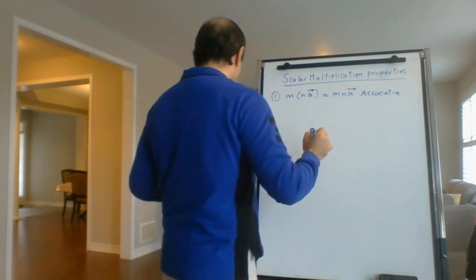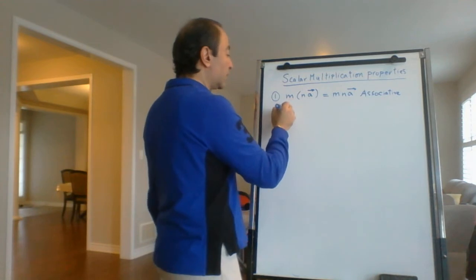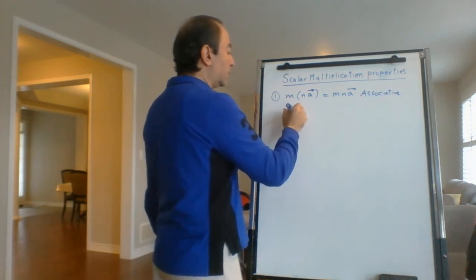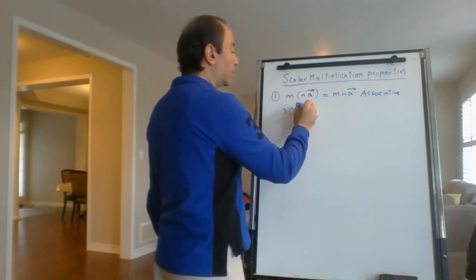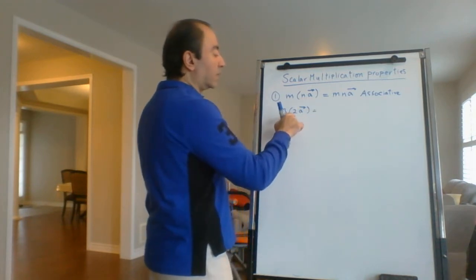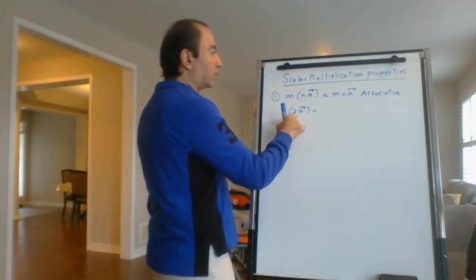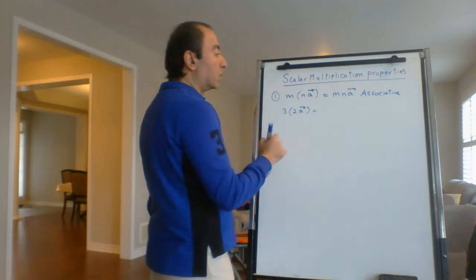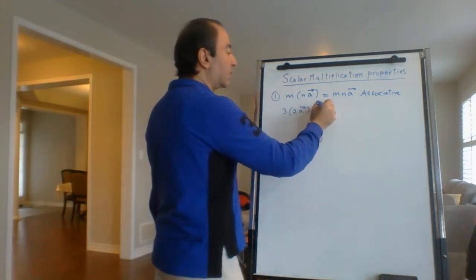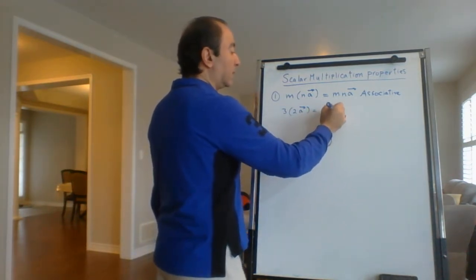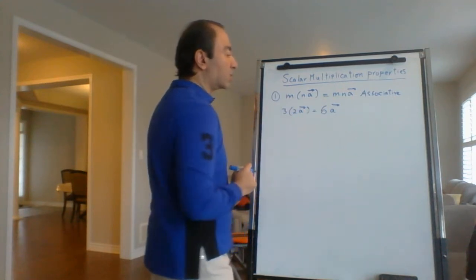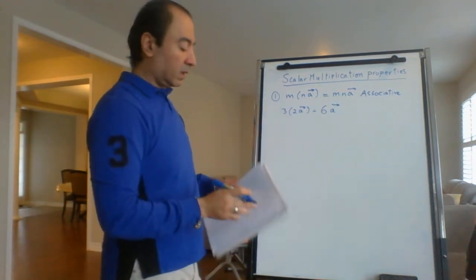property. Okay, so for example, if I have 3 times 2 vector a, I can double vector a, then triple the result. So it is the same thing as multiplying vector a by 6, which is 3 times 2. This is the first property.